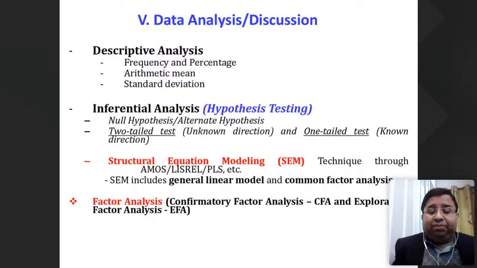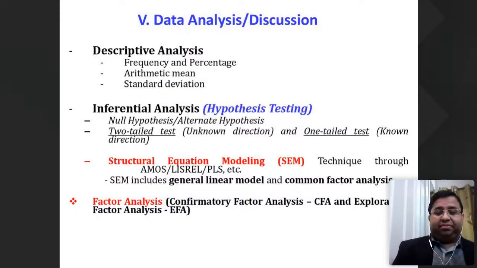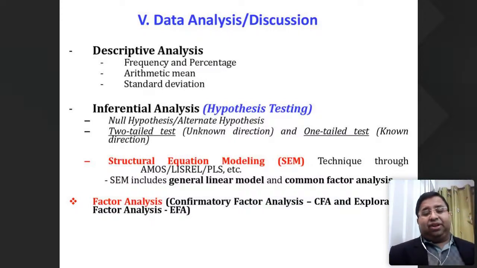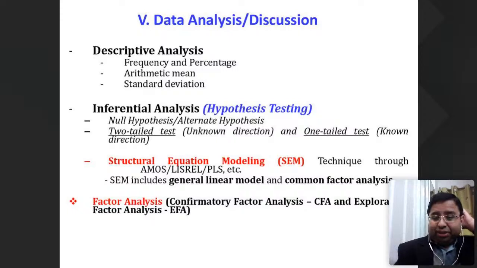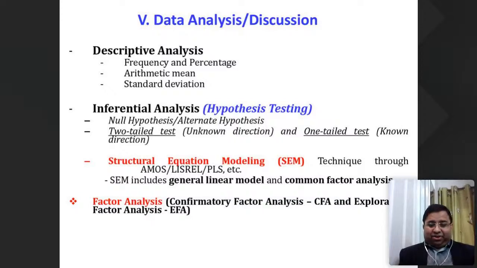Then you have to mention the descriptive analysis, including frequency, arithmetic mean, percentage, standard deviation, something like that. This is called descriptive analysis. And then inferential analysis: basically we can use inferential analysis if you have a hypothesis. So you will get the answer earlier. Whether you have the hypothesis or not, then you can design the inferential analysis.